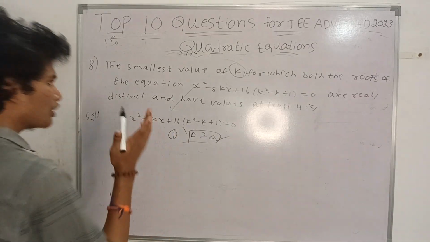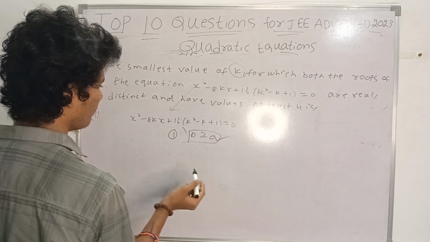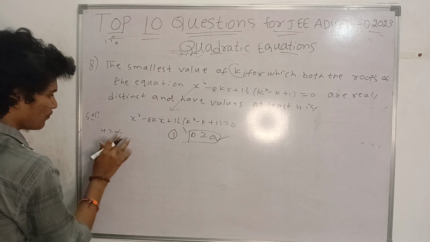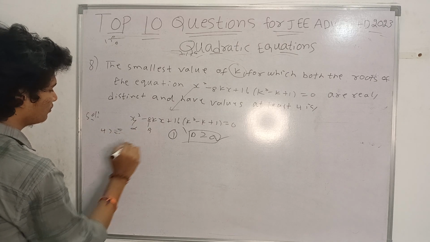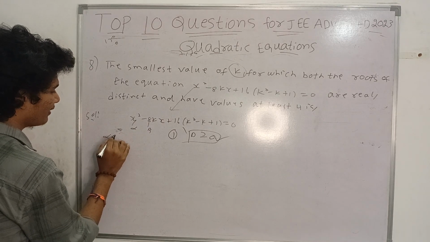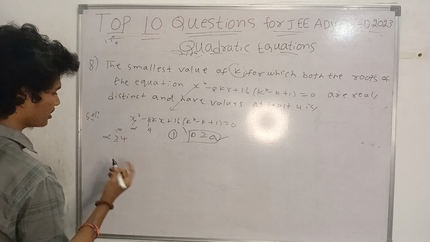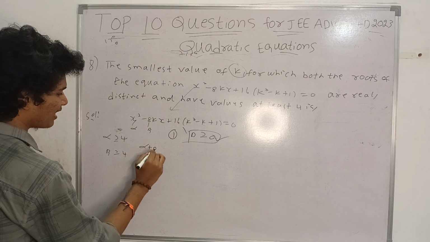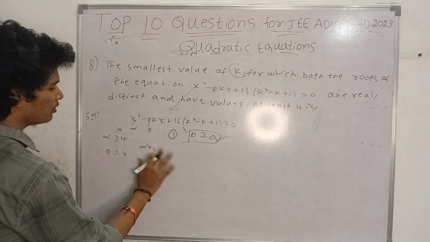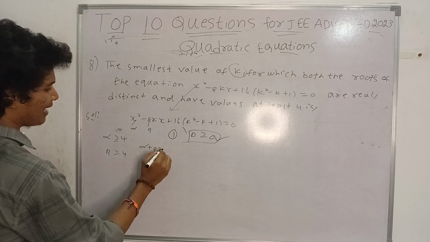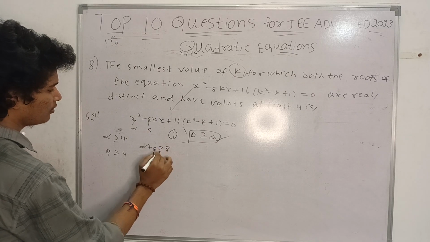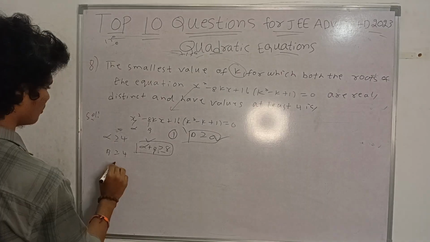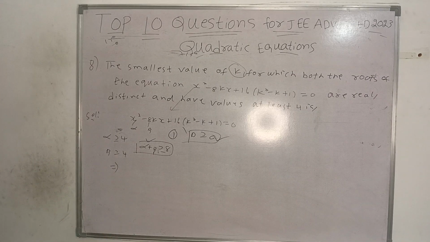And again, the two roots should have values at least 4. At least 4 is nothing but, suppose if we take alpha as a root and beta as a root, alpha should be greater than or equal to 4 at least, and beta should be greater than or equal to 4. So when we do alpha plus beta, it should be at least greater than or equal to 8. This is a condition here. It is very important.